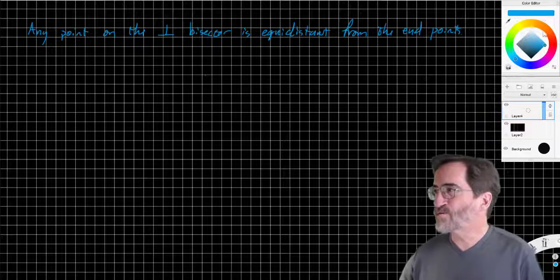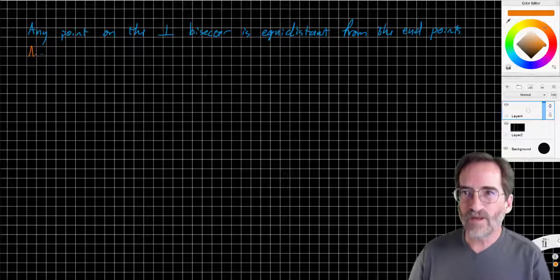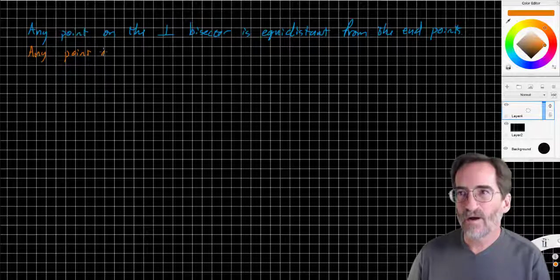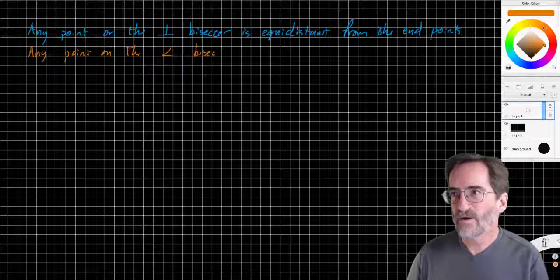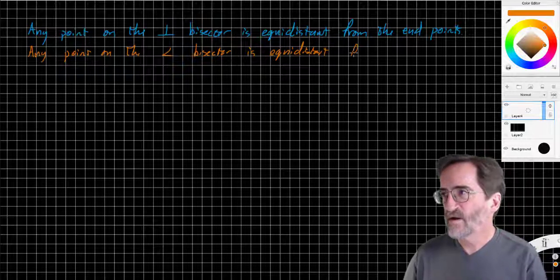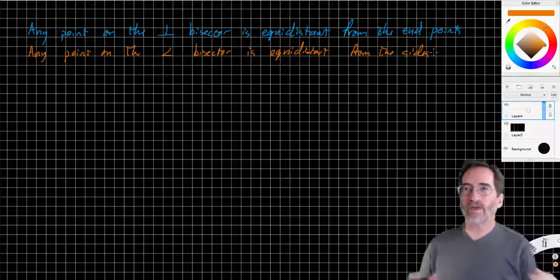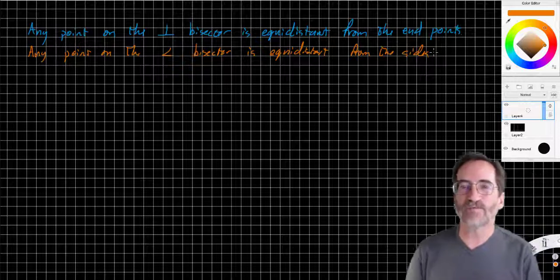Okay, so here's the rule that we just demonstrated. Any point on the angle bisector is equidistant from the sides of the angle. Okay, so any point on the perpendicular bisector is equidistant from the endpoints. Any point on the angle bisector is equidistant from the sides.